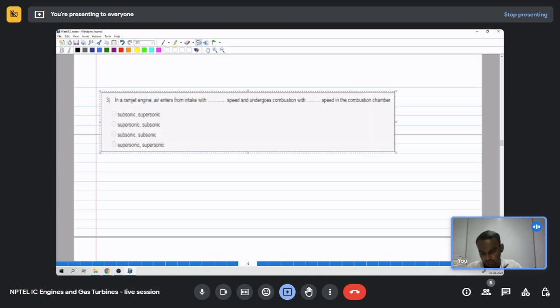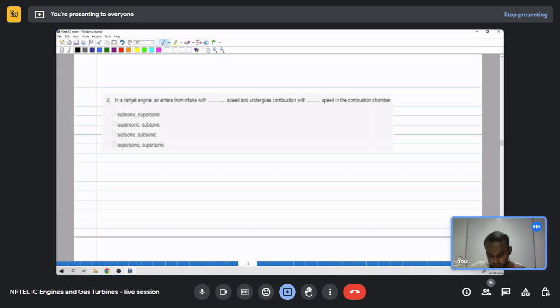Again, this is the same question. In a ramjet engine, air enters from intake with subsonic or supersonic speed and undergoes combustion with subsonic or supersonic flow in the combustion chamber. Okay, it is supersonic speed for the intake and subsonic speed for the combustion chamber.